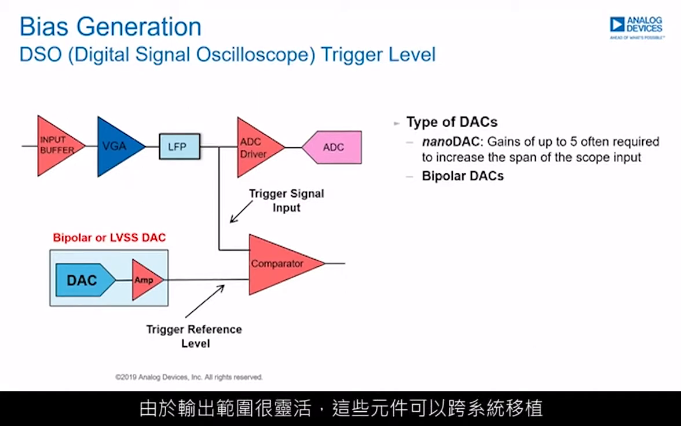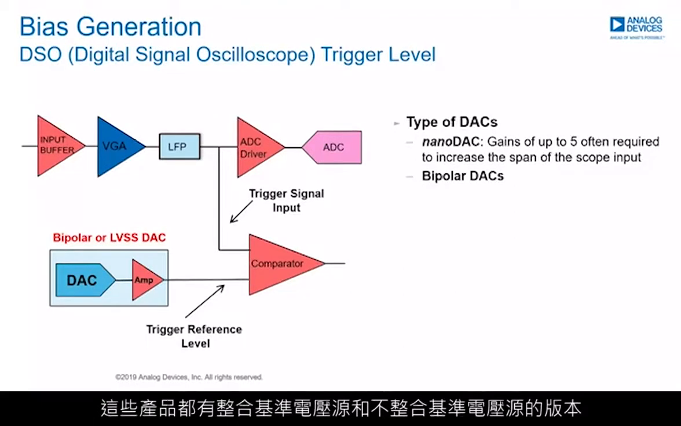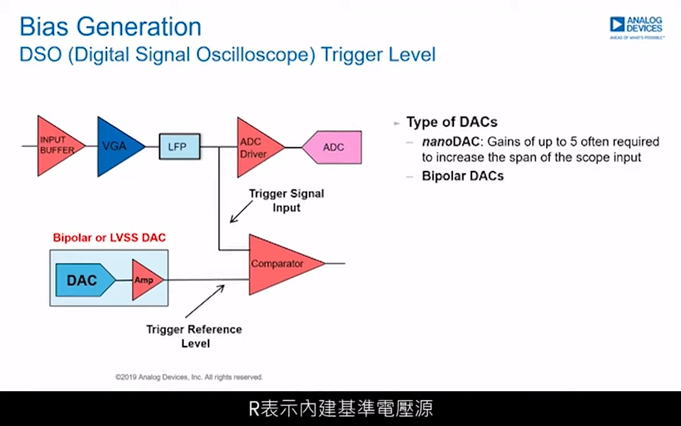Because of the flexibility offered in the output ranges, these parts are very portable across systems, being easy to design in and modify for other future designs with slightly different requirements. All that is required to change the output range is to change one bit in the control register. This means the hardware and layout can be reused across systems without the need for modifications. Similar to the Nano DAC family, there are versions of these products with and without a reference, with the R symbolizing a reference is included.